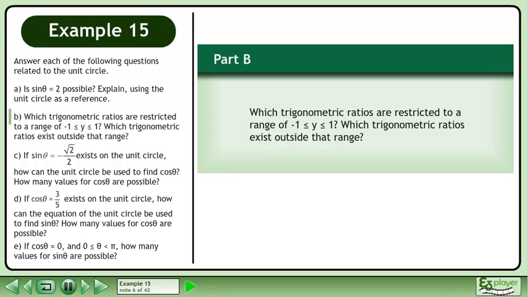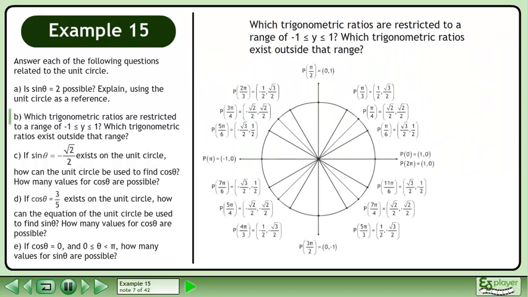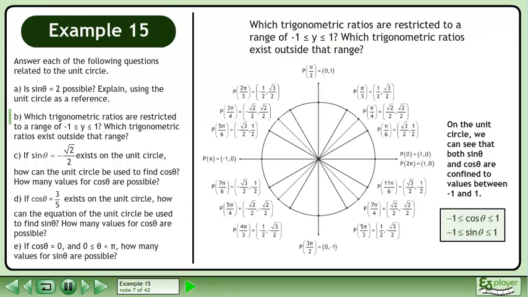Now we'll move on to Part B. Which trigonometric ratios are restricted to a range between -1 and 1? Which trigonometric ratios exist outside that range? On the unit circle, we can see that both sine theta and cos theta are confined to values between -1 and 1.